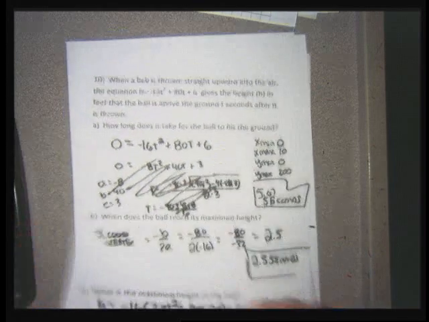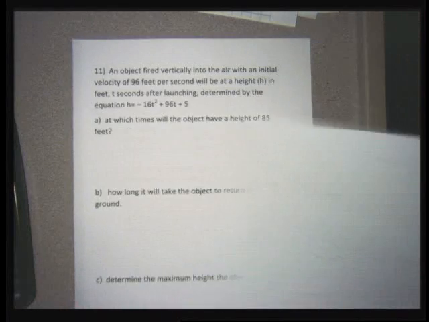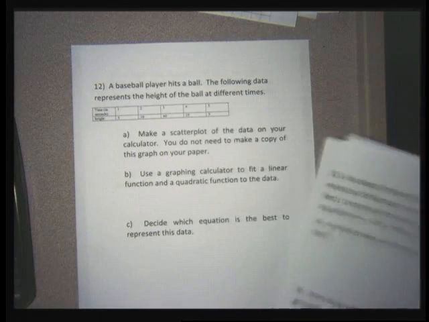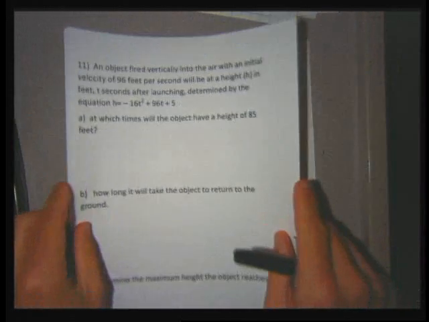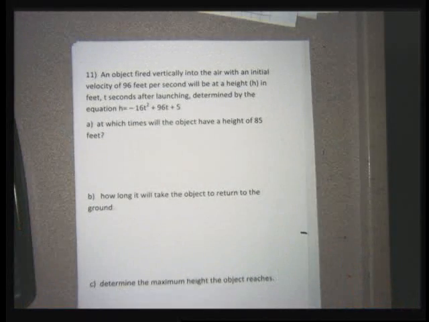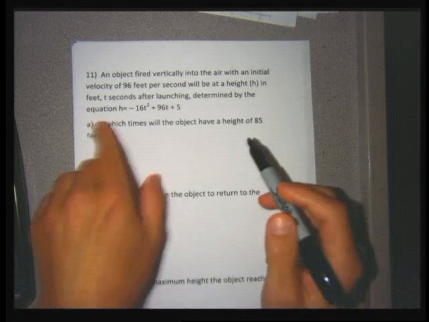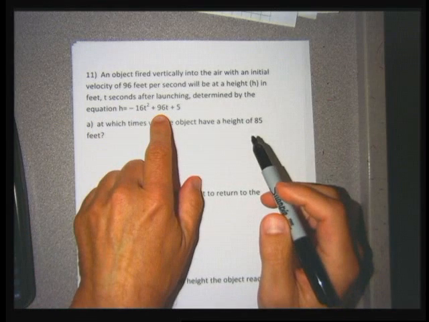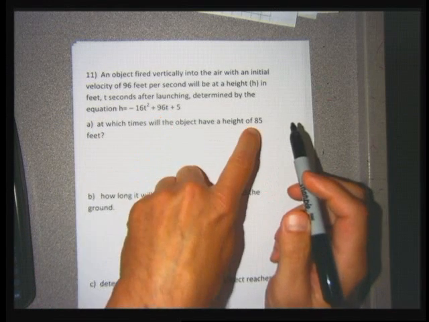11 is essentially the same question. New function, but same sort of strategy. Again, 11 gives me the same sort of thing, but one new question. When will the object have a height of 85 feet? So I have a question that measures the height of an object. I want to know when the height's 85 feet.